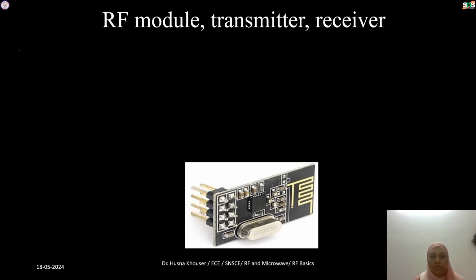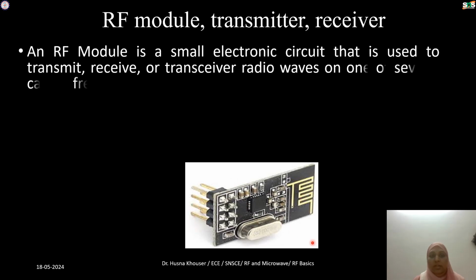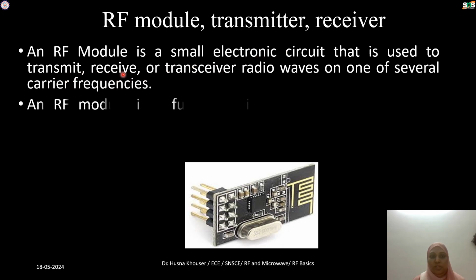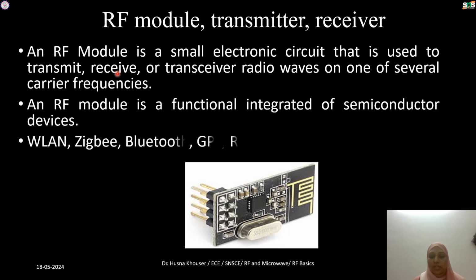Here in this RF module, we'll have a number of blocks, like sub-blocks of transmitter, receiver, ICs and then antennas. This RF module is a small electronic circuit that is used to transmit, receive or transceive radio waves on one of several carrier waves. Either we transmit the data in the form of radio frequency signals, or we receive the data in the form of radio frequency, or we have the transmitter and receiver both simultaneously. We call that a transceiver using radio frequency.